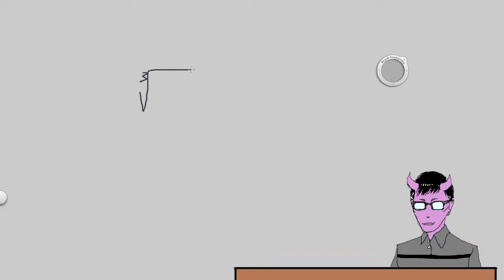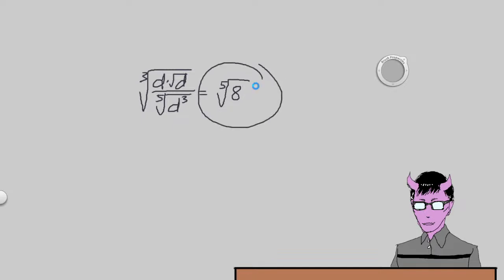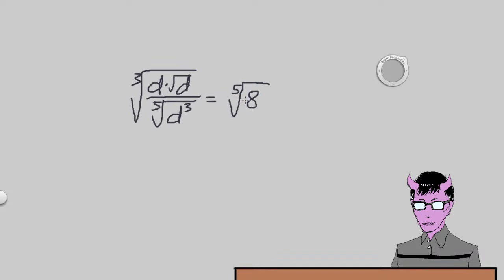Last problem of this subset. So we have cubic root of d times square root of d over 5th root of d cubed. That is equal to 5th root of 8. Alright, there you go. It looks like I've written it kind of funnily. Alright, so we could use the exact same strats as before.